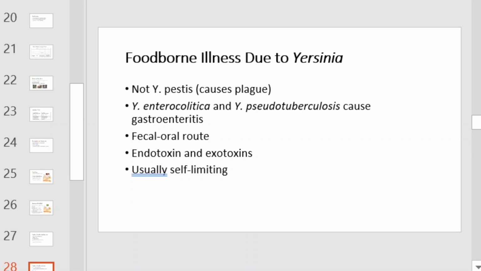Food illness due to Yersinia. This Yersinia is not Yersinia pestis, which causes the plague. This is Yersinia enterocolitica. It enters the body through the fecal-oral route, produces endotoxins and exotoxins, and is usually self-limiting.